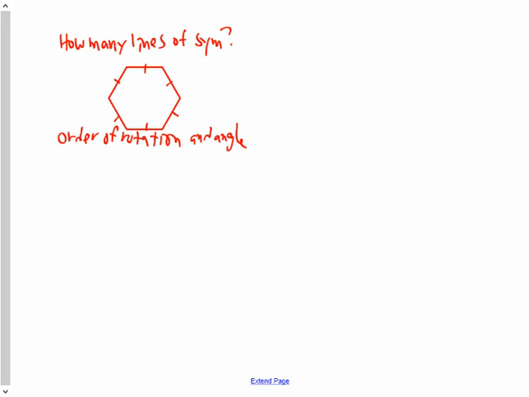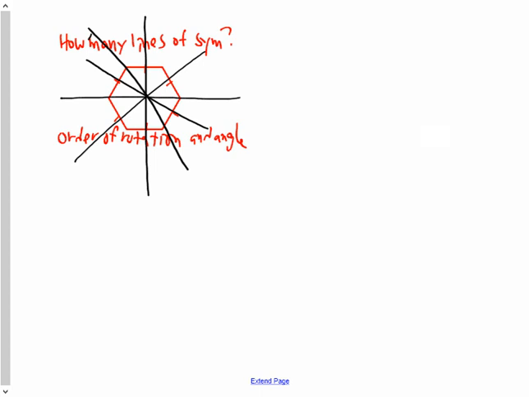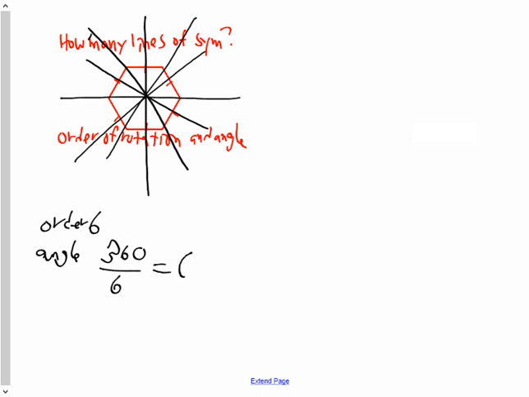And our last question says, how many lines of symmetry? The answer is there's 1, there's 2, there's 3, there's 4, there's 5, there's 6. There are 6 lines of symmetry. What's the order of rotation? It appears itself as you rotate it 6 times, so the order is 6, and the angle of rotation is 360 degrees divided by 6, which is 60 degrees.